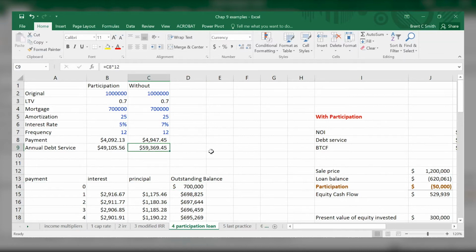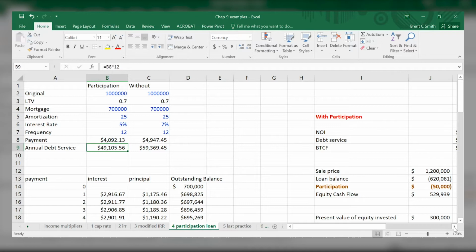As you might recall, the annual mortgage outlay, the debt service, was $59,369, almost $5,000 a month. If we lower the interest rate to 5%, that lowers our payments down to $4,100 and our overall annual debt service down to $49,000.